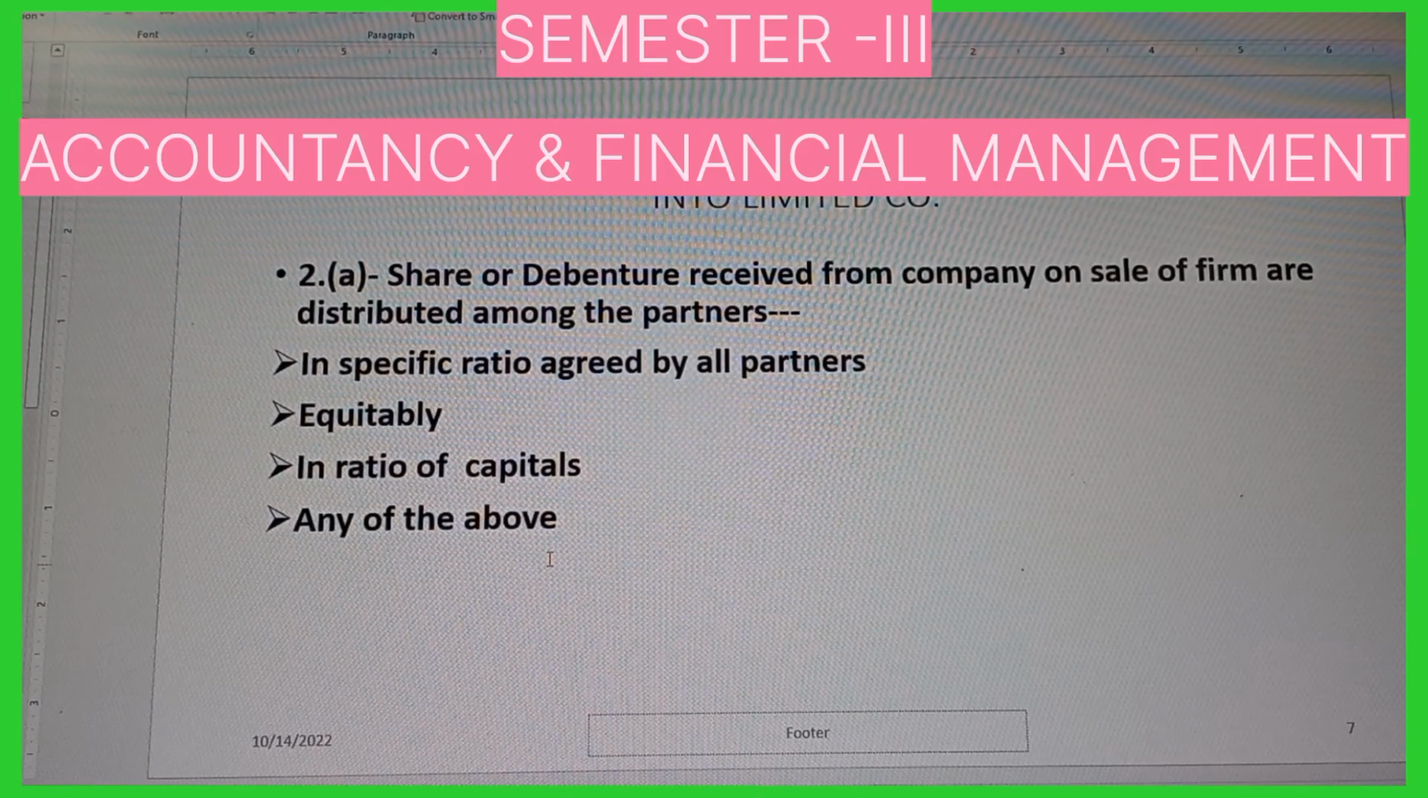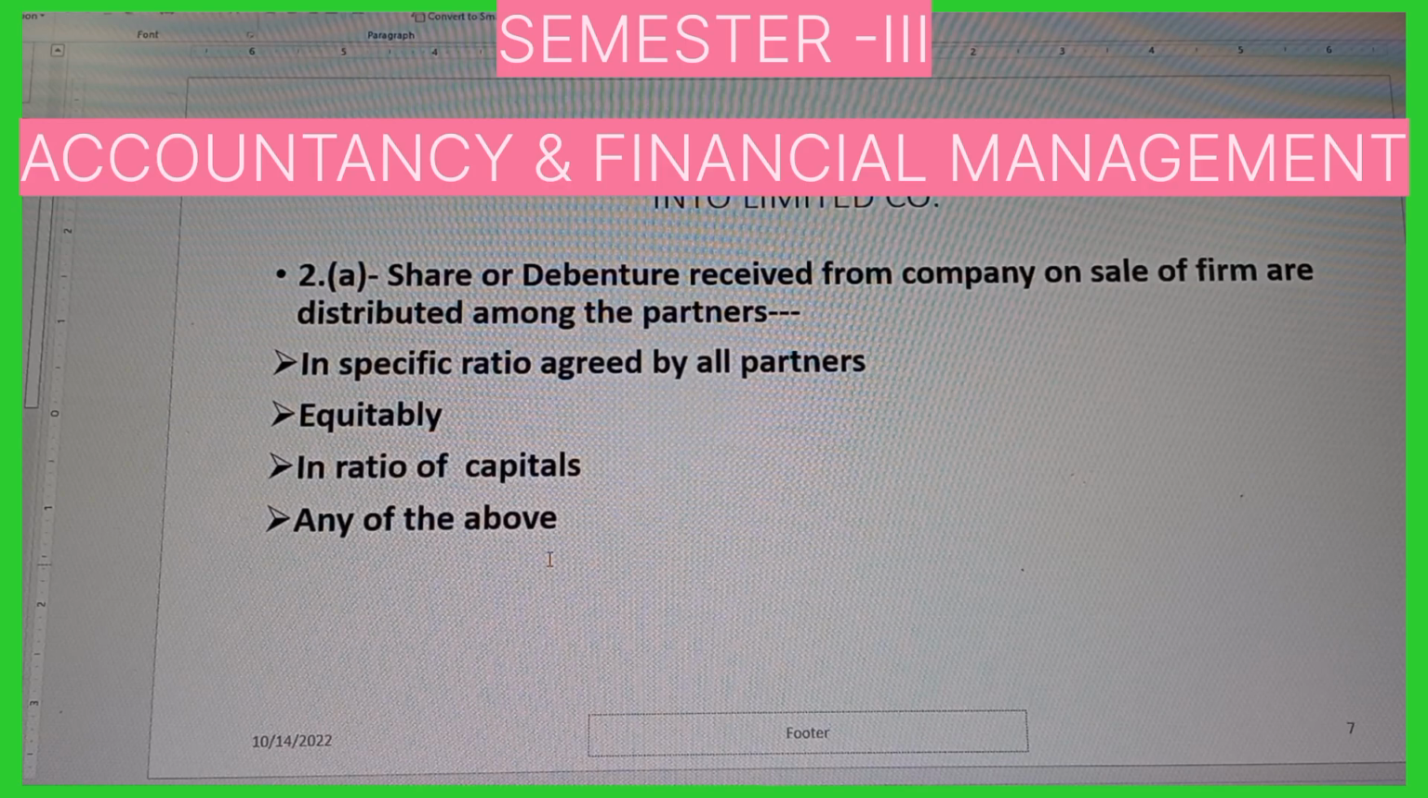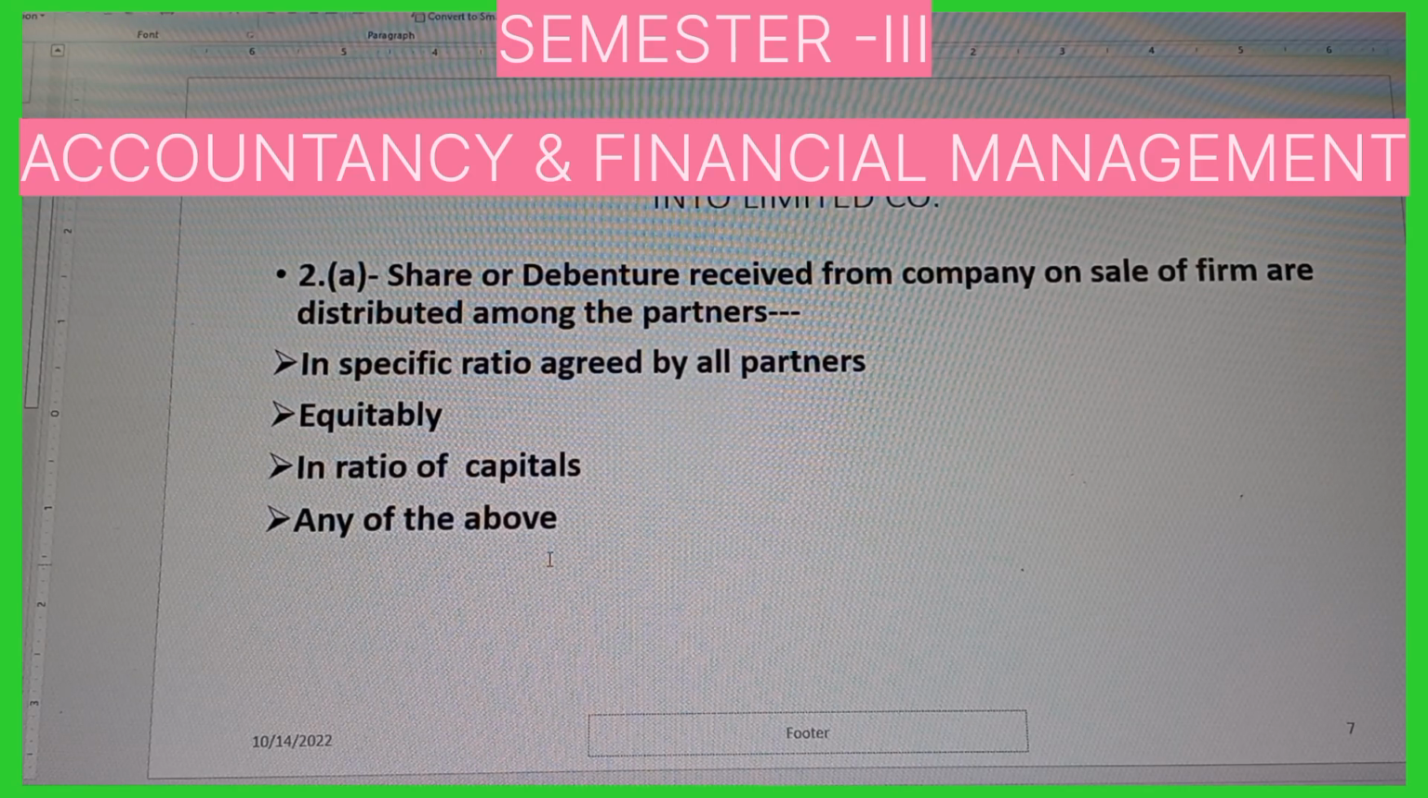Next objective, shares or debentures received from company on sale of firm are distributed among the partners. There may be a specific ratio agreed by partners, there may be an equitable approach, in the ratio of capital, and any of the above. So the answer is the fourth, any of the above, because whenever shares and debentures are given by the limited company to the firm, that is always divided in a specific ratio, sometimes equitable ratio, and sometimes ratio of the capital. So the answer is any of the above.